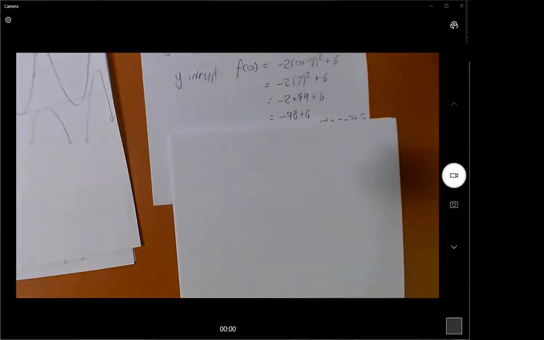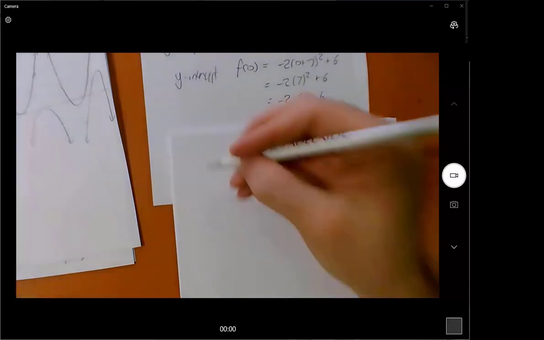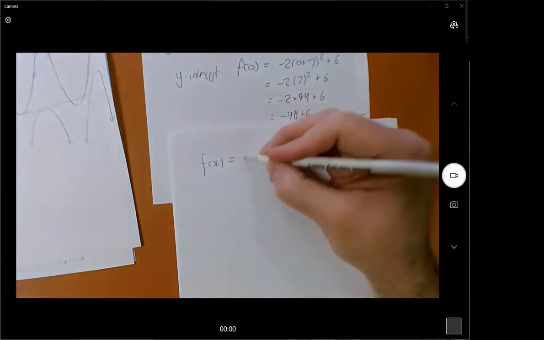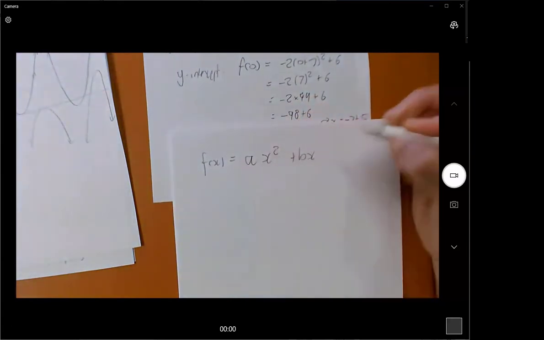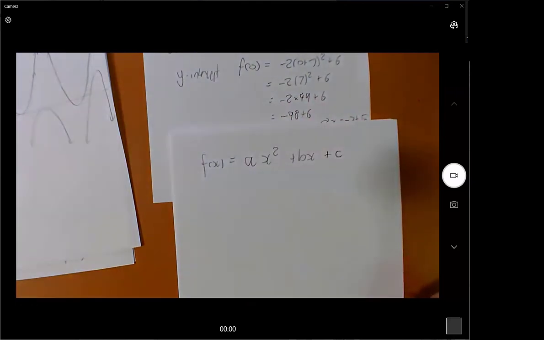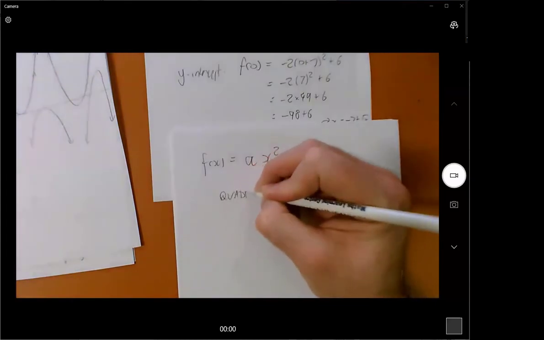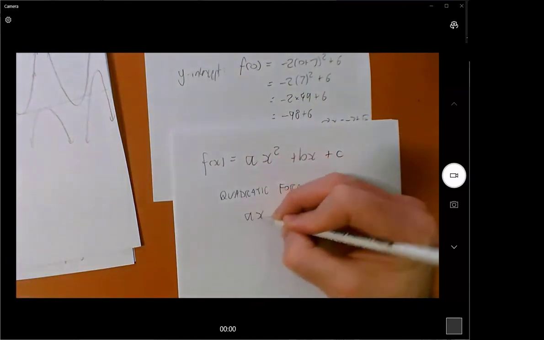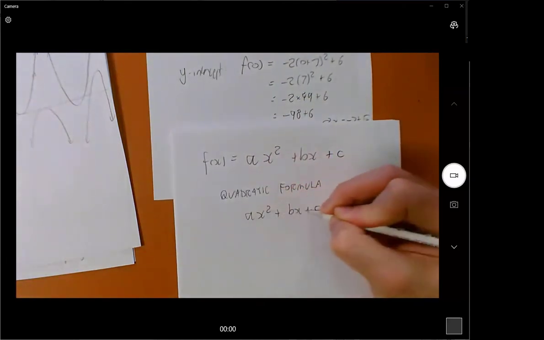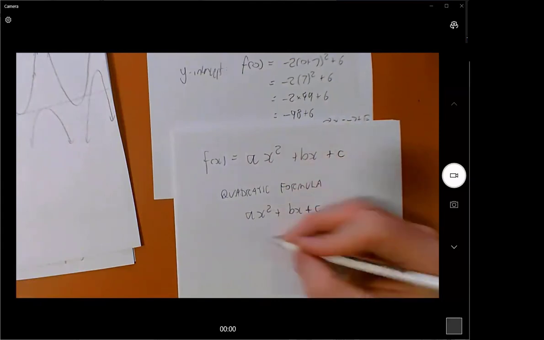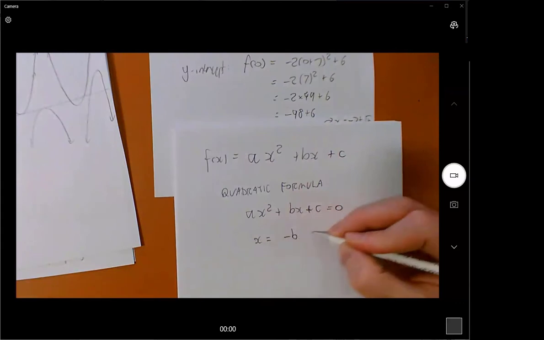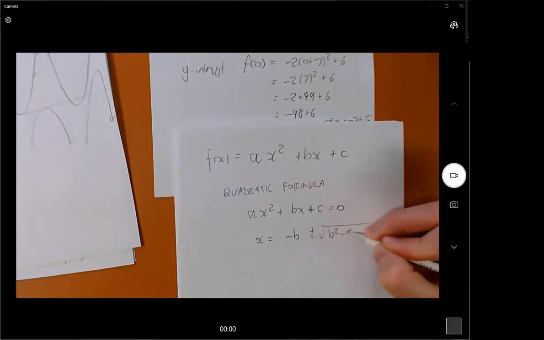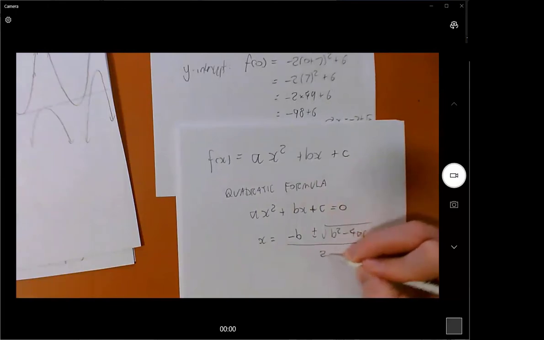So here's the problem. People have known about this for thousands of years. There are shortcuts to getting to the right information. So if your function is already written like this, number x squared plus number x plus number, then there's a formula for figuring out what the x-intercepts are, and it's called the quadratic formula. If you can rewrite your equation to look like this, then the answers for x will be -b plus or minus the square root of b squared minus 4ac, all divided by 2a.